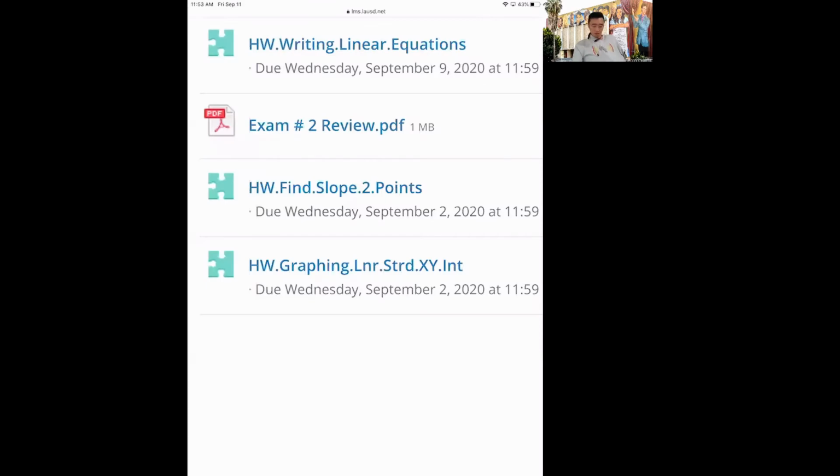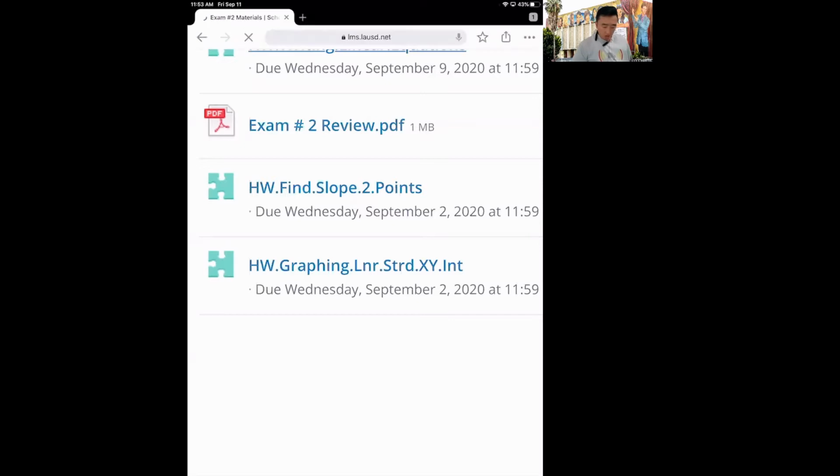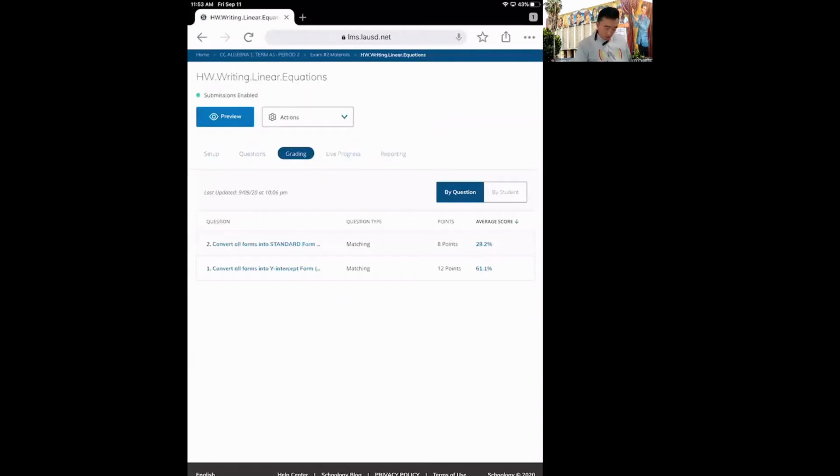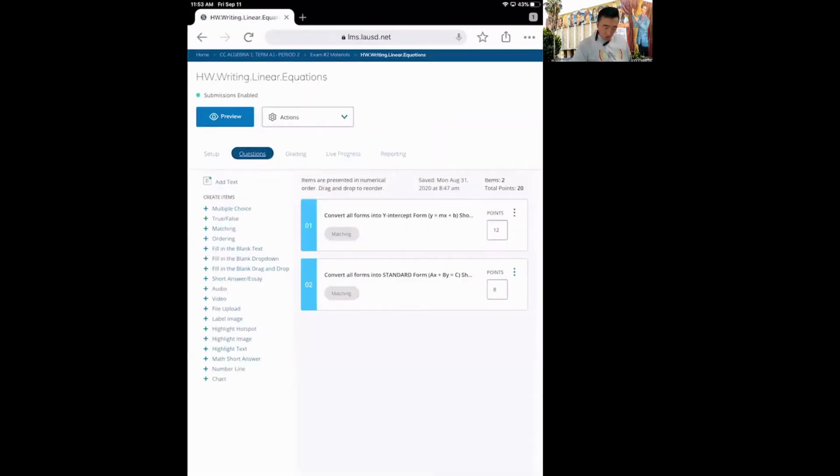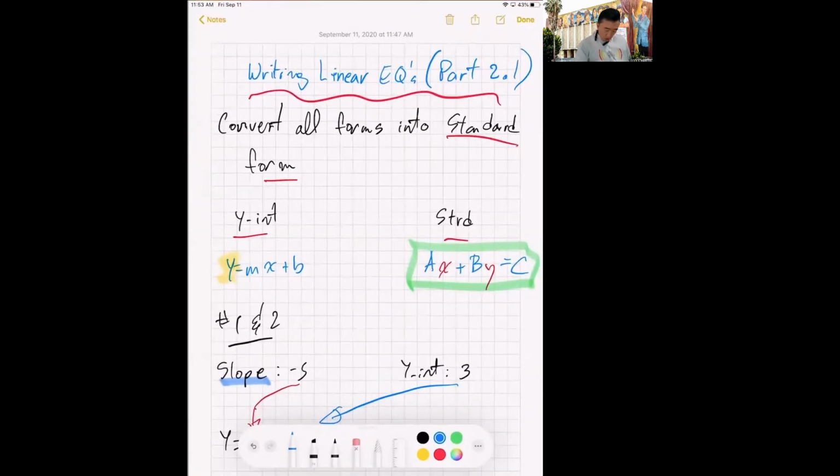Hello guys, there's a part of your homework from last time that I didn't go over that I do need to go over. It's this one right here, writing linear equations, the second part. We did the first part, the 12 questions, but we didn't do the second part, the 8 questions. I'm going to go over those, okay? So let's get started.